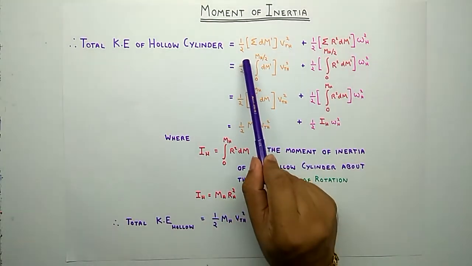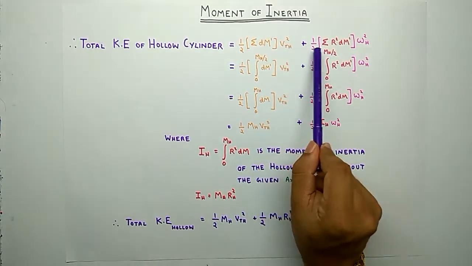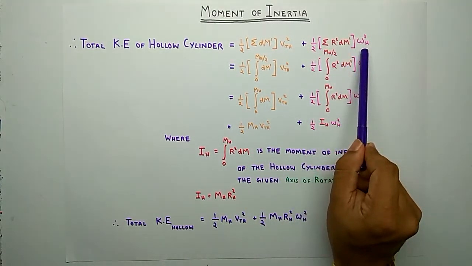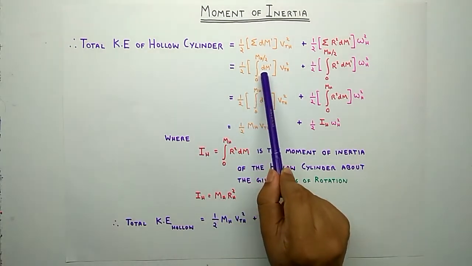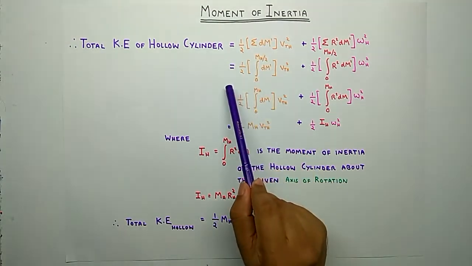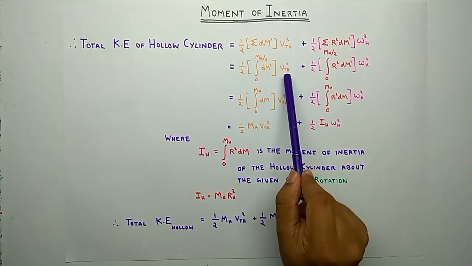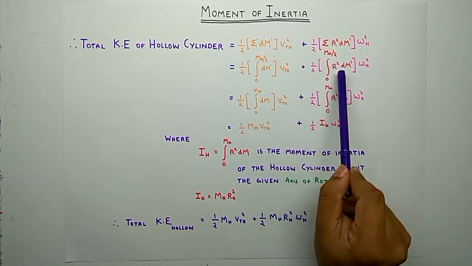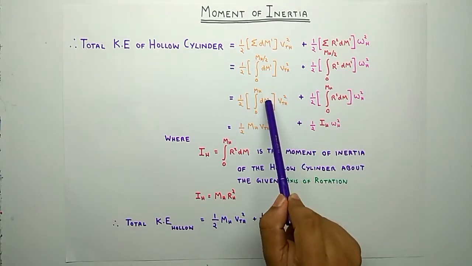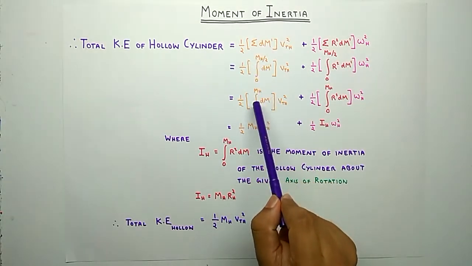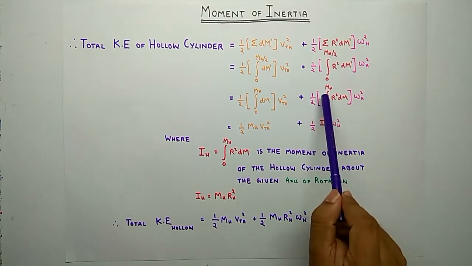Therefore, the total kinetic energy of the hollow cylinder is equal to half times summation dm dash Vth square plus half times summation dm dash r square omega h square. If we make the mass chunks infinitesimally small, we can replace the summation by integrals and we get the total kinetic energy of the hollow cylinder equal to half times integral 0 to MH by 2 dm dash Vth square plus half times integral 0 to MH by 2 r square dm dash omega h square. We can write this integral in terms of dm by changing the limits to 0 to MH and we get half times integral 0 to MH dm Vth square plus half times integral 0 to MH r square dm omega h square.